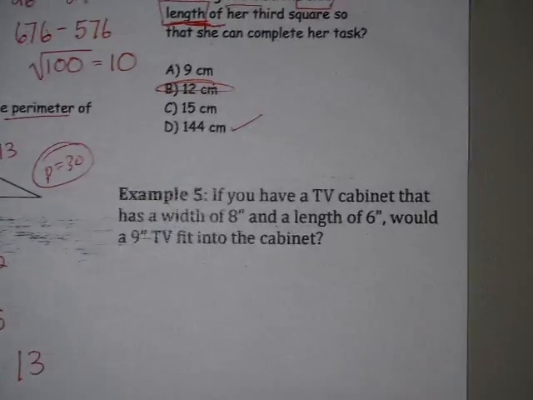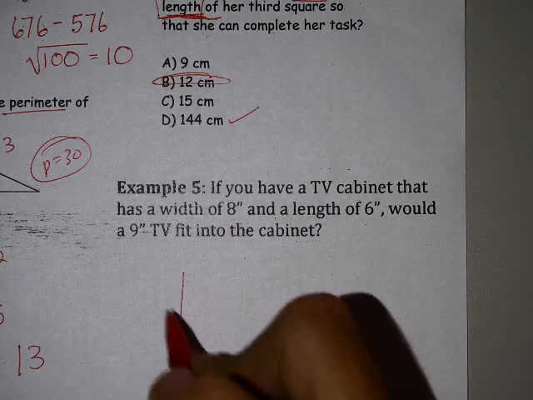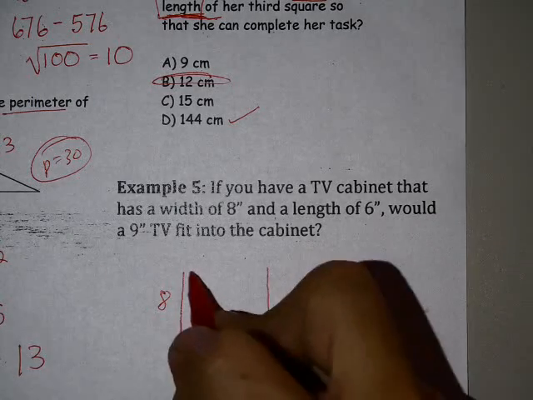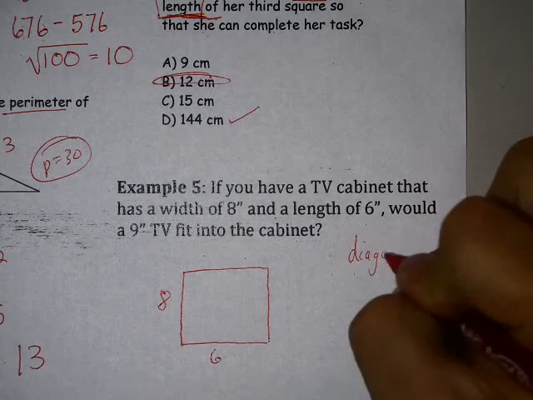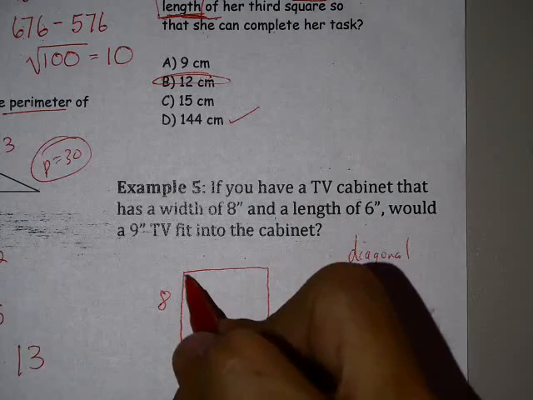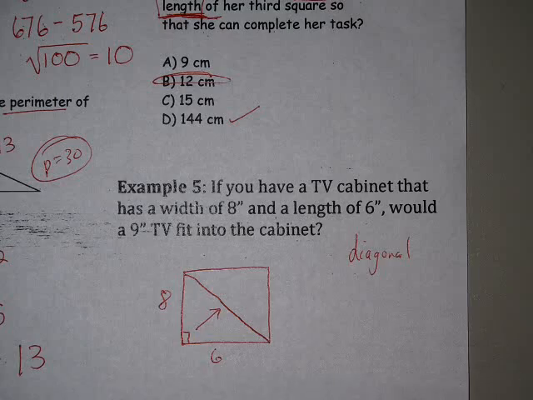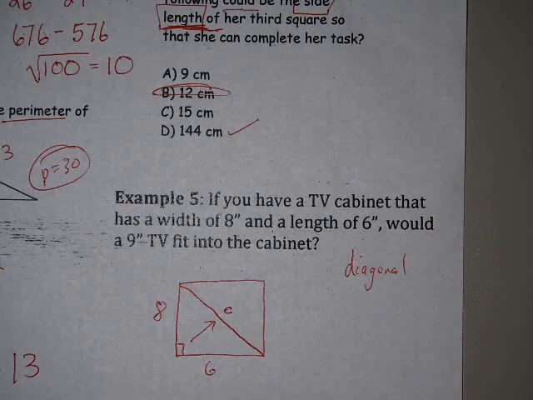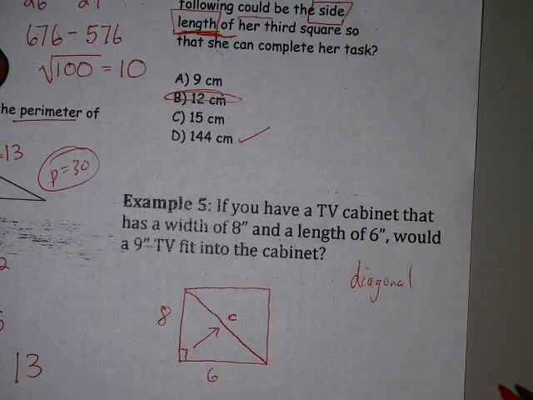And the last one, example 5. If you have a TV cabinet which has a width of 8 and a length of 6, would a 9-inch television fit in there? Again, when we talk about how big TVs are, we're talking about the diagonal line which goes across them, which, if we do all this extra drawing here, we should see that they're talking about the hypotenuse, or the letter C, of a right triangle. Yes, I know this would be a very small television, but we're just trying to do a question so you see how they might ask you a question like this.